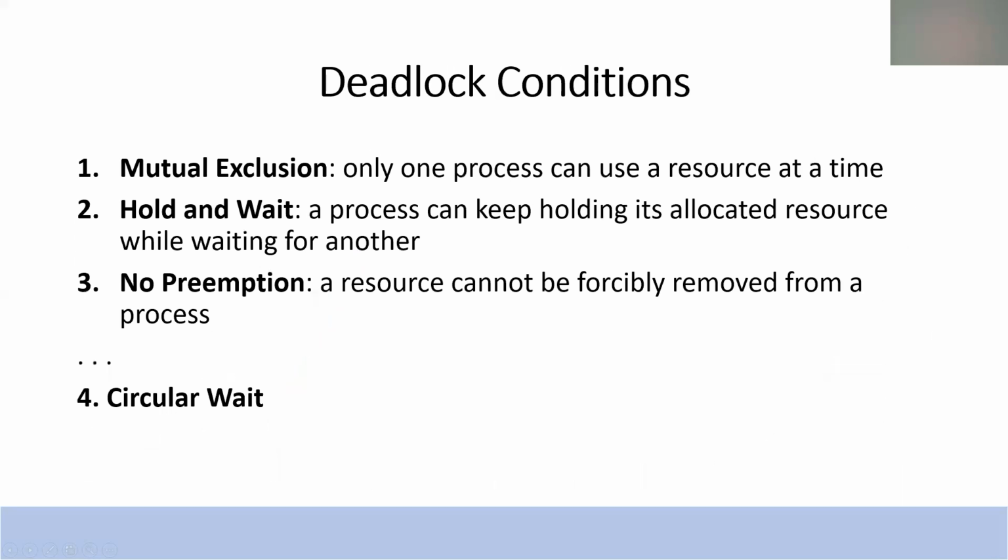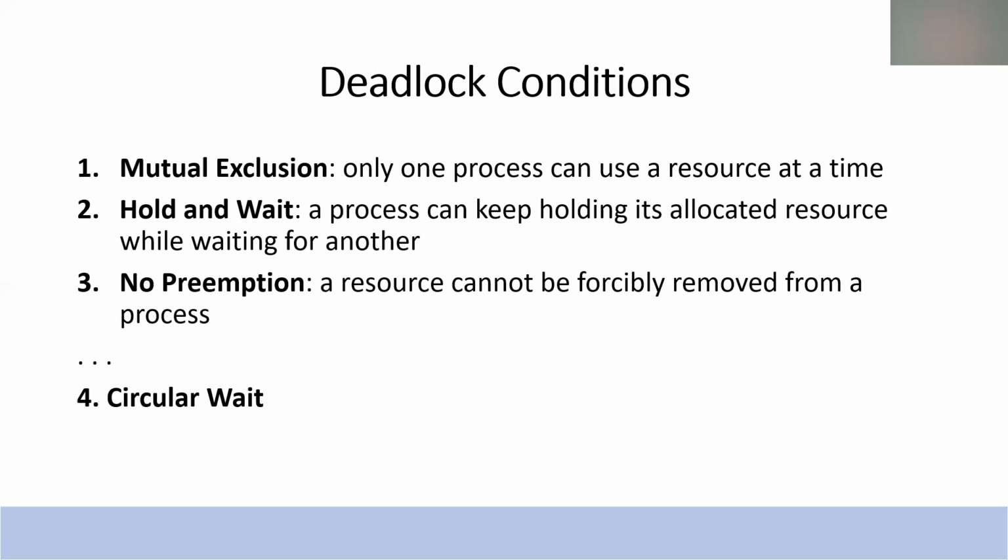For deadlock to be possible, three conditions must be present. The first is mutual exclusion, which means that only one process can use a resource at a time. In our example, only one of us can use the pencil and only one of us can use the pen at a time. The second is hold and wait, which means that a process can keep holding its allocated resource while waiting for another. I keep holding my pencil until I get the pen. And the third is no preemption, which means a resource cannot be forcibly removed from a process. Neither I nor an invigilator can force you to give me the pen. These three conditions are all necessary, but not sufficient for a deadlock.